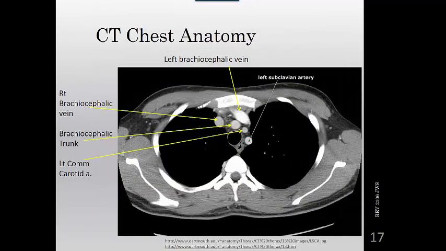So deeper into the mediastinum on the left, we see the left subclavian artery anteriorly, and medial to that is the left brachiocephalic vein, and posterior to that is the left common carotid artery and the brachiocephalic trunk. And then laterally is the brachiocephalic vein.